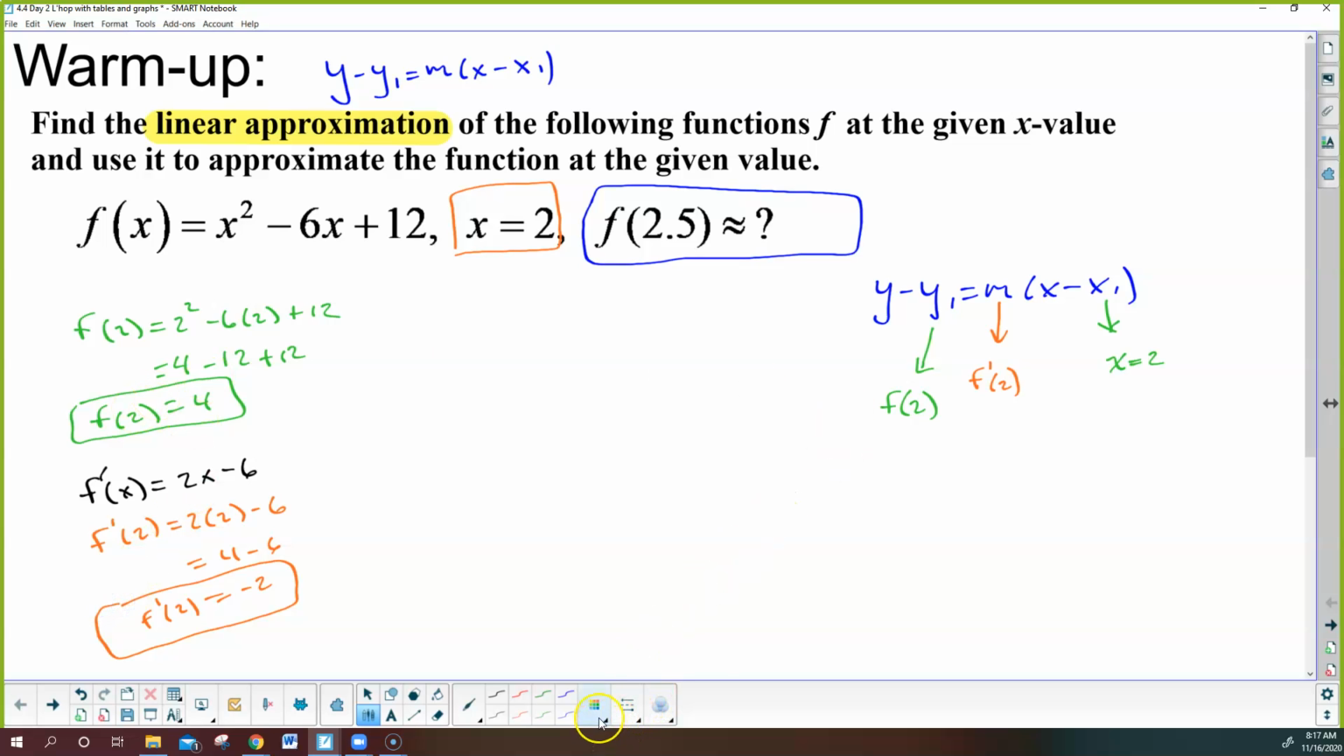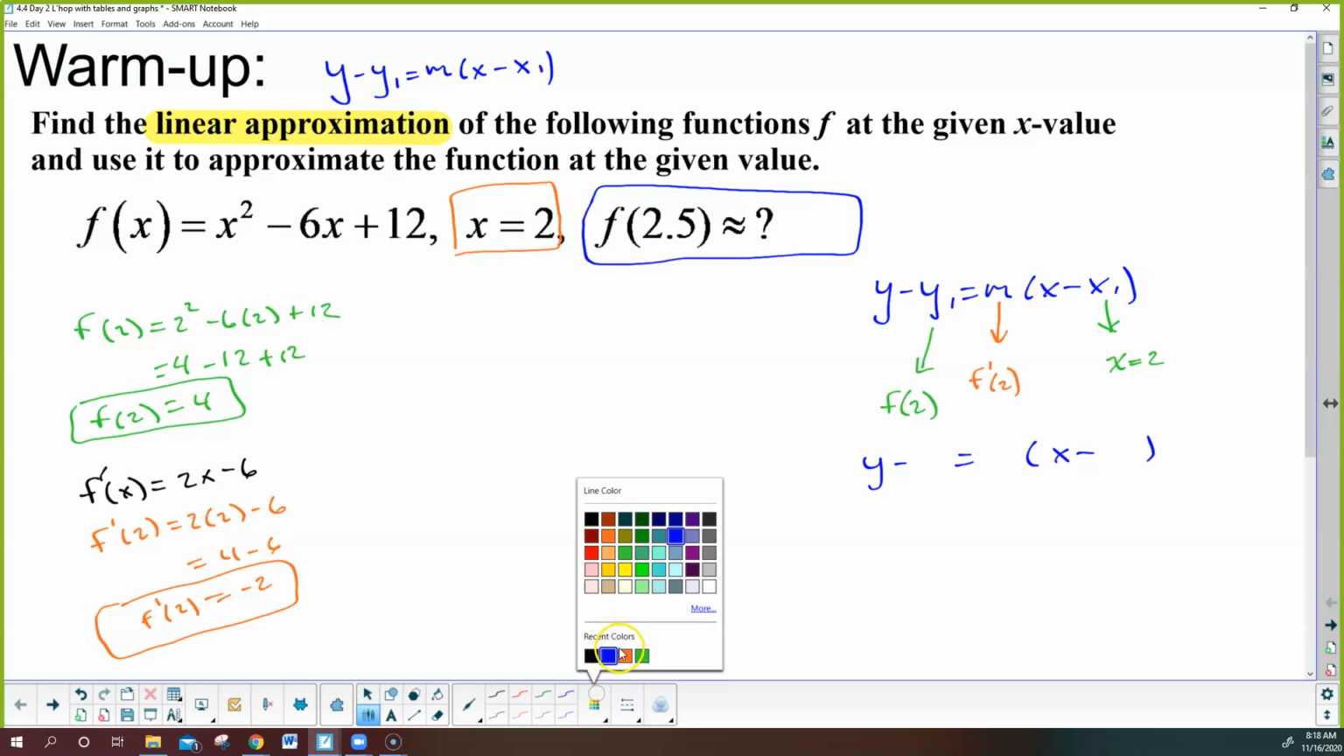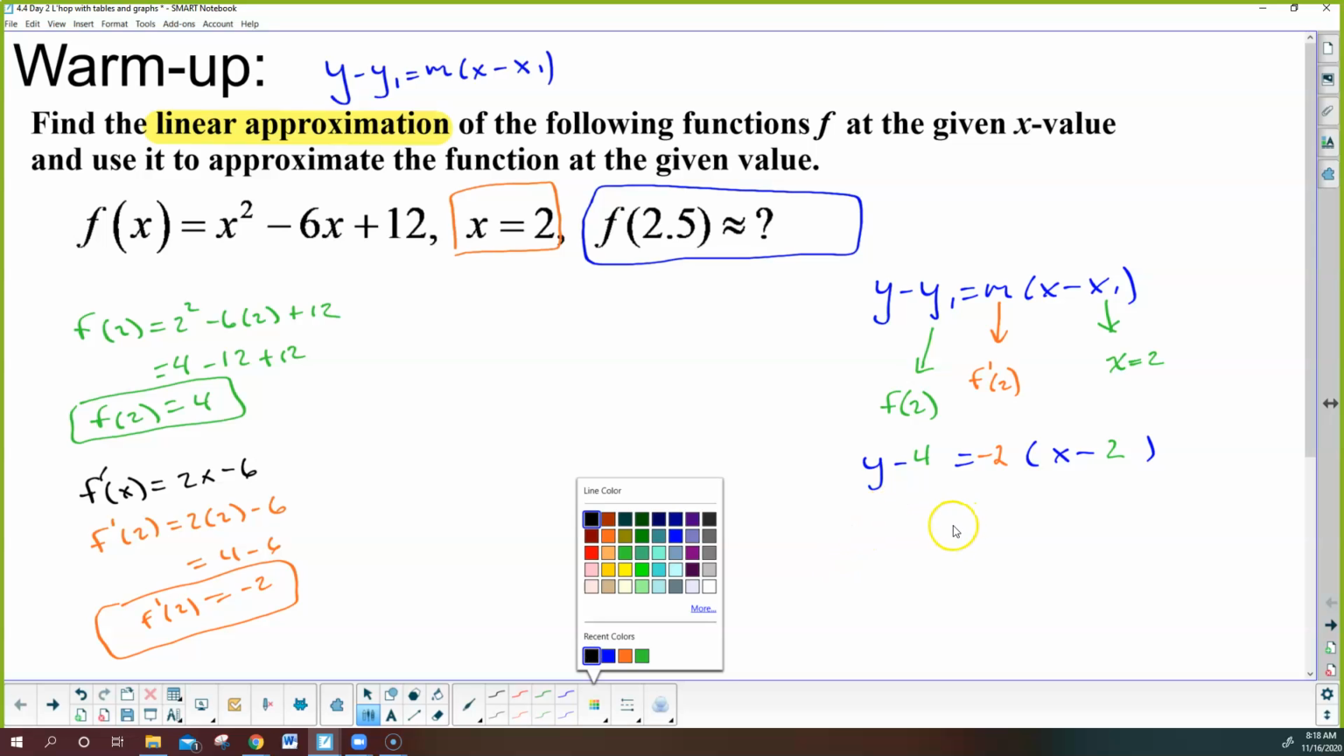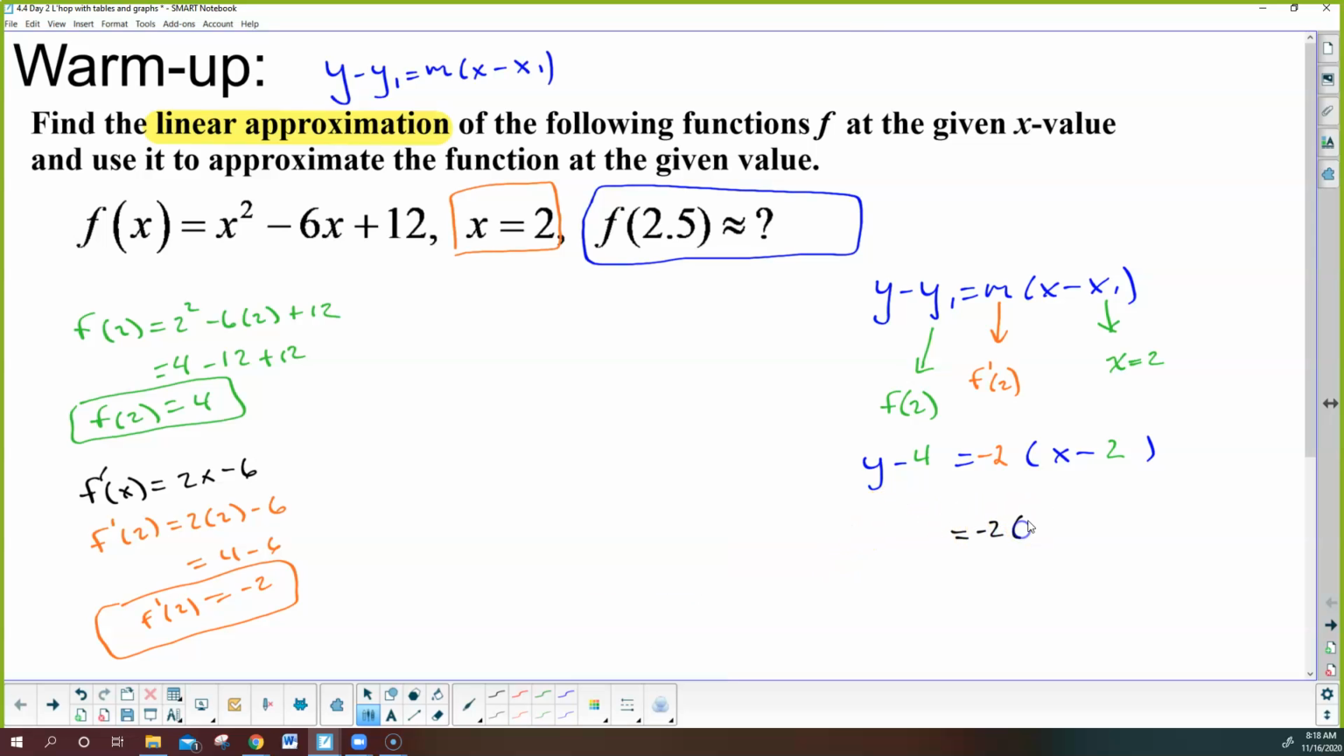Okay. So what do we have? We have the equation y minus, I'll try to use my colors here. What is the output? We found the output was 4. What was the slope? We just found the slope at negative 2. And then what is the input? That was when x was equal to 2. So you can simplify this, and I'm going to do it this way. I'm not going to distribute the negative 2. And then this 4, I'm just going to put plus 4 at the end.